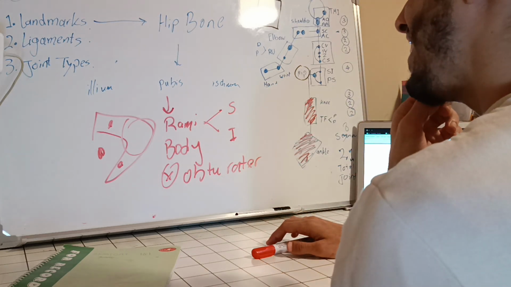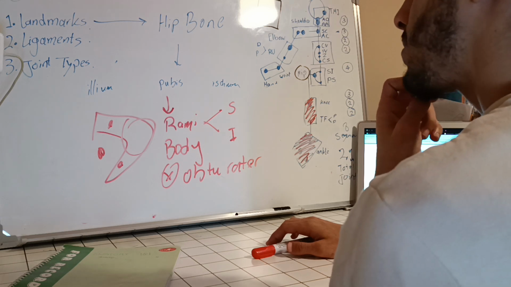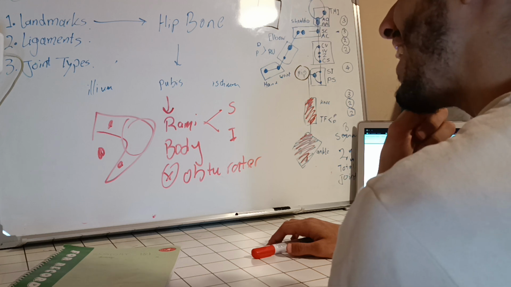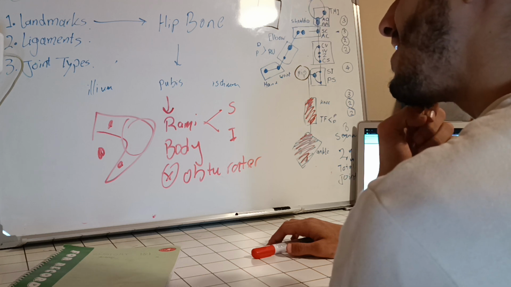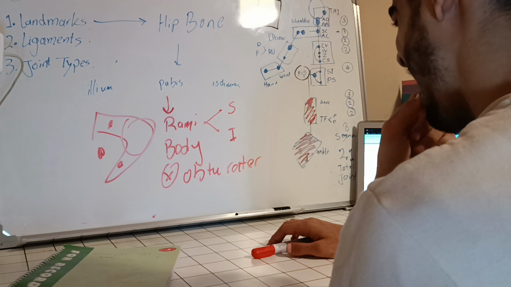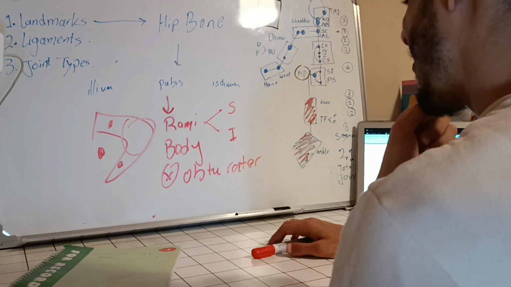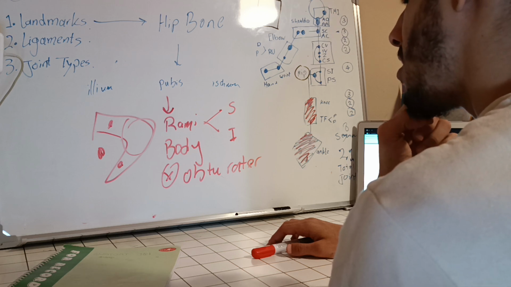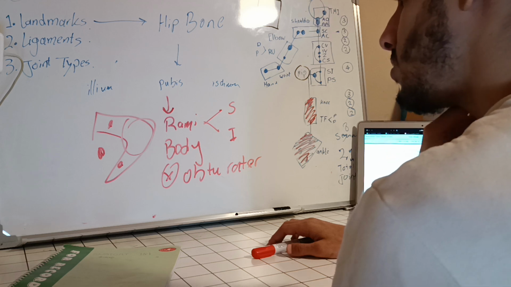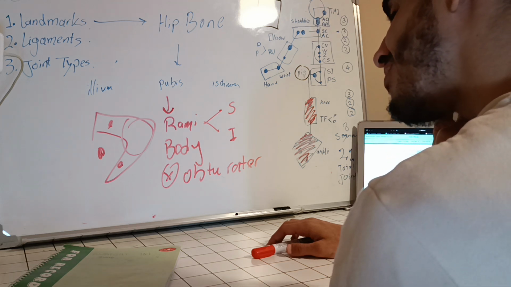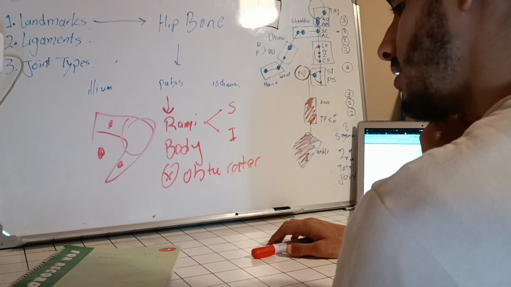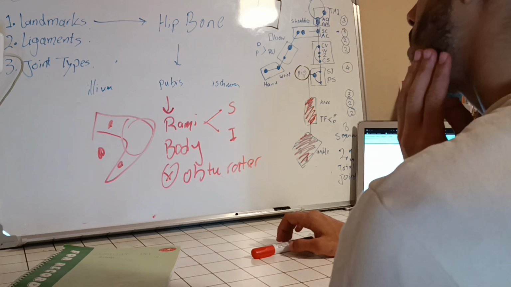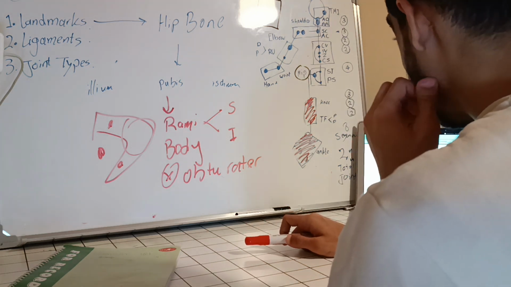Okay, and here we have the ilium. We said the ilium has four iliac spines, the iliac crest and fossa, and the lines. We had the posterior, anterior, and inferior gluteal lines, the arcuate line and pecten pubis. Here we have the rami, superior and inferior, the body, and the obturator foramen.